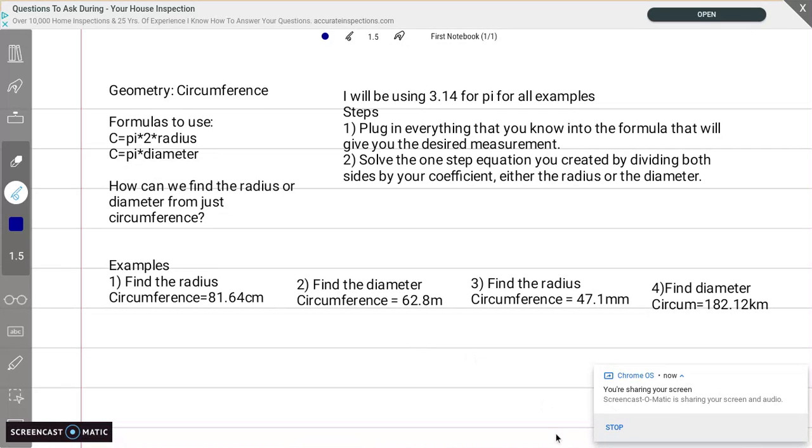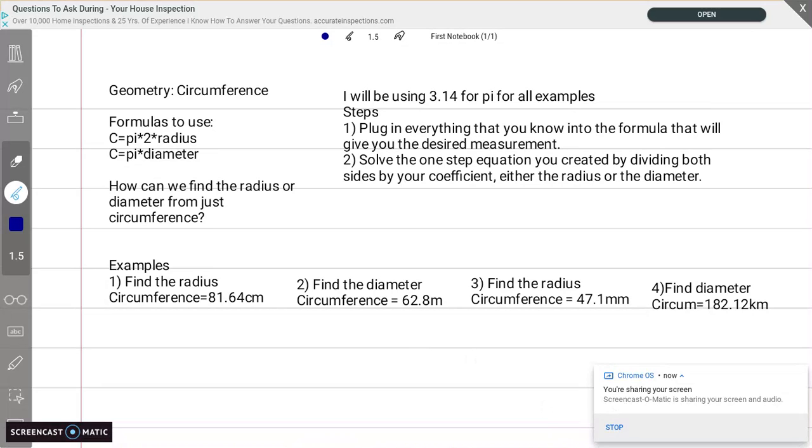Hey guys, welcome back. Today we are going to be discussing circumference once again, but now you're going to be finding a missing piece. So you're often going to see problems where they give you the circumference, but they ask for the radius or the diameter.